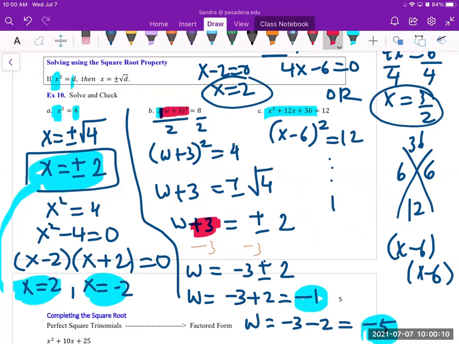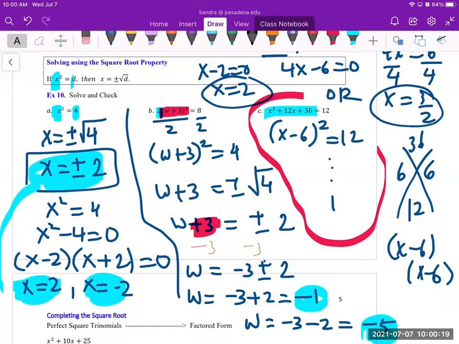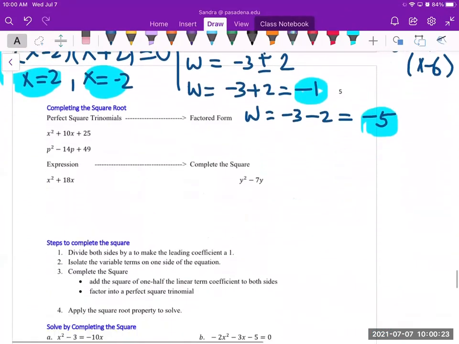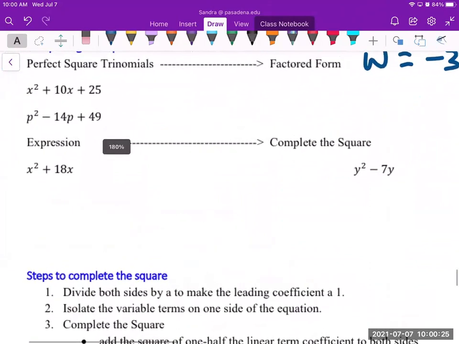So this one's for you. You've got to finish this one here. Make sure you solve it, and then you can ask me during office hours if you need to. Let's go ahead and move on to completing the square.